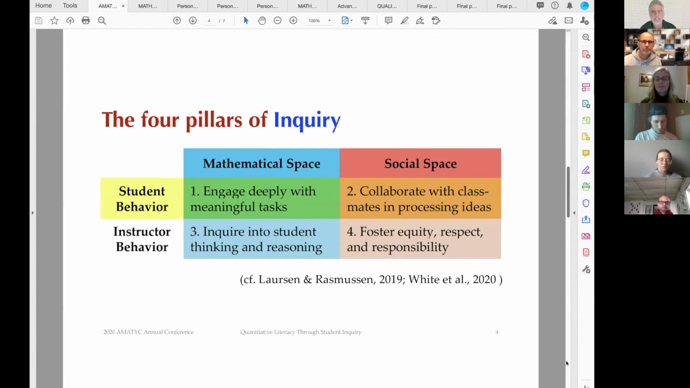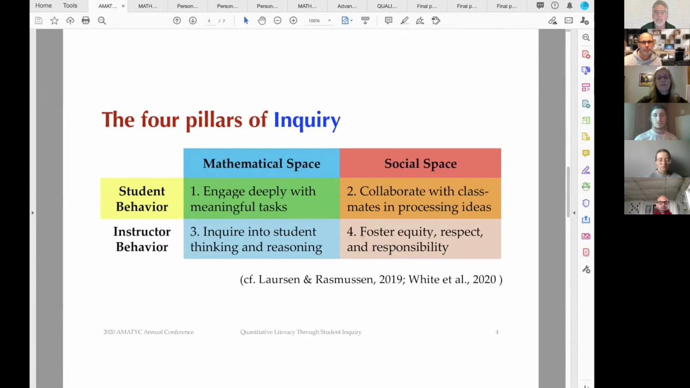So the way we teach is to support these new kinds of thinking. We ask students to engage deeply in meaningful tasks. We also give them a social space where they collaborate with their fellow students, their classmates, to process the ideas. And then as instructors, we need to probe into student thinking, to ask them, as we work with groups, the questions that we want them to learn to ask themselves.